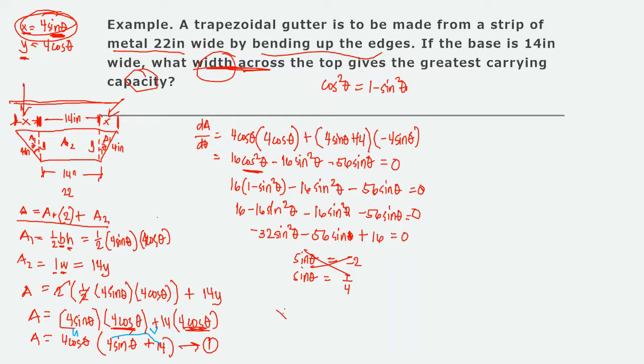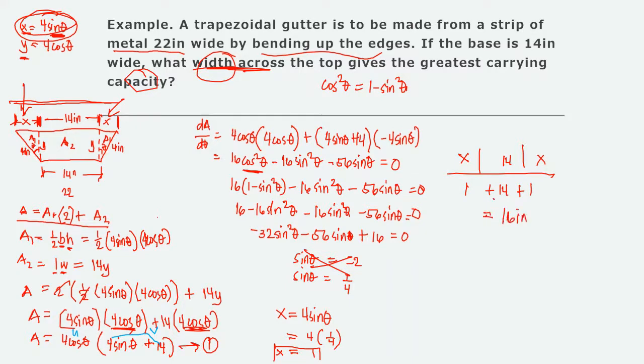So x is equivalent to 4 sine theta, in which our sine theta is equivalent to 1/4. Meaning to say, our x is equivalent to 1. So that means the width across the top is x, 14, and x, right? We just have to add up all of this. So we have 1 plus 14 plus 1. That gives the width of the top as 16 inches. So our final answer is 16 inches.